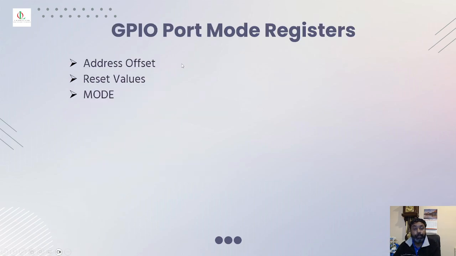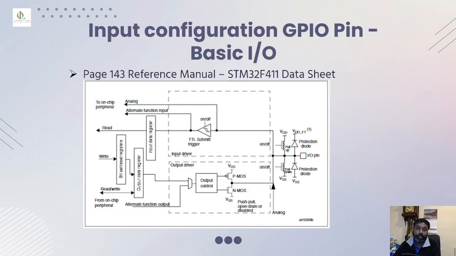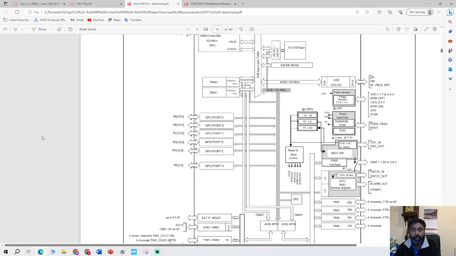Every GPIO port mode register will have these three values, and these three are a must. Every register comes with its address offset, its reset value, and it will tell you what mode it is. I'll show you this. Okay, this is the input configuration of the GPIO pin, the basic IO, in the data sheet for STM32F411. So let's go into the data sheet.